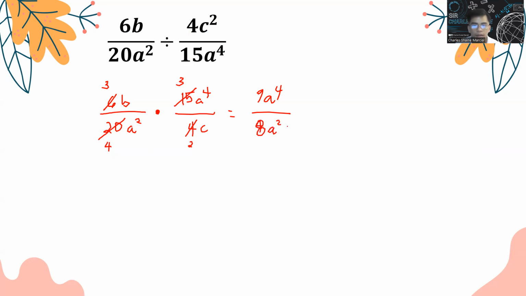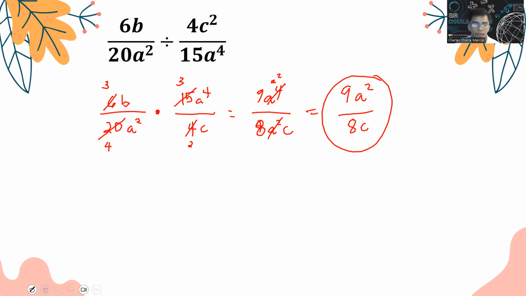And a squared c. Now, meron pa tayong hindi na simplify, which is yung a raised to 4 and a squared. Ano yung common factors? Isusubtract lang po natin yung exponent nila. 4 minus 2, that is equal to 2. So, magiging a squared na lang siya. So, yung final answer natin is 9a squared over 8c. So, this is the final answer. Okay? Next example.